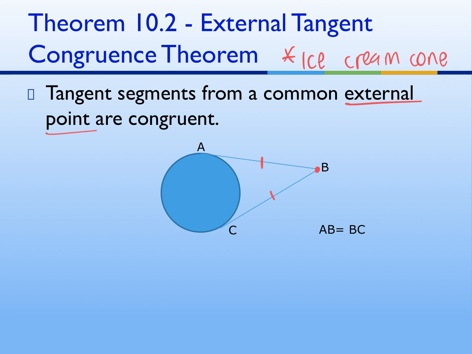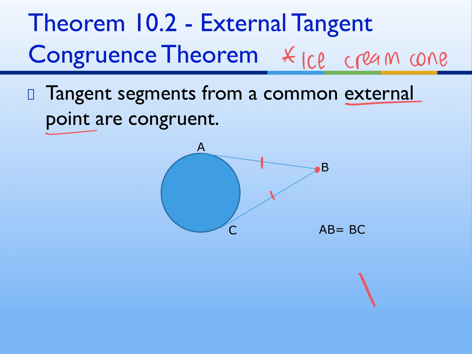Okay? Now, why I compare this to an ice cream cone, imagine that AB and BC are the segments of an ice cream cone, right? Kind of like making a V. If those two segments were not the same length, your ice cream would fall out of the cone. Do you guys agree? So by this theorem, those two segments need to be the same length for your ice cream to hold inside the cone, okay?